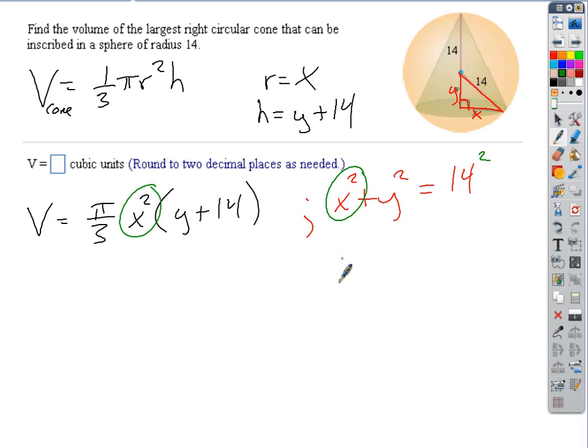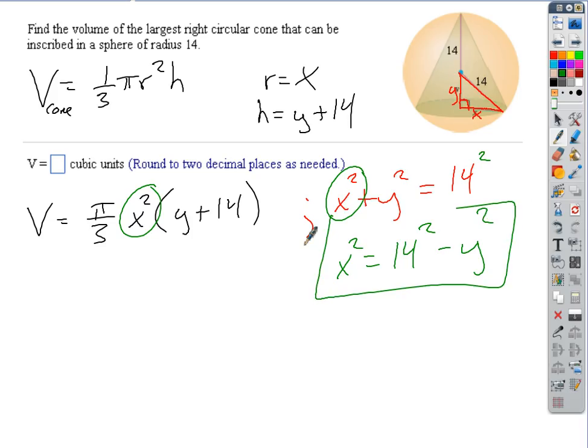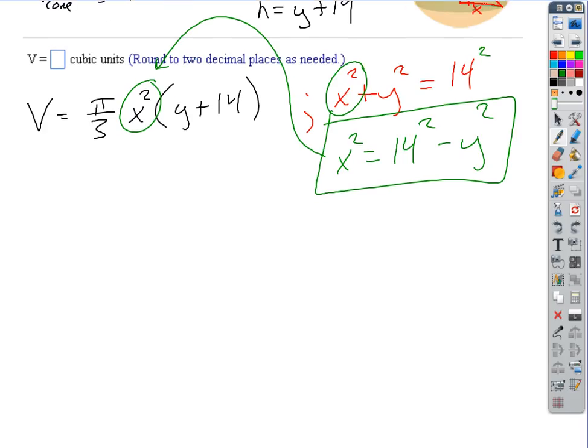So as a result of doing that, we get V equals pi thirds times x squared, which is now the quantity 196 minus y squared, times y plus 14. Whoops, sorry. There we go.